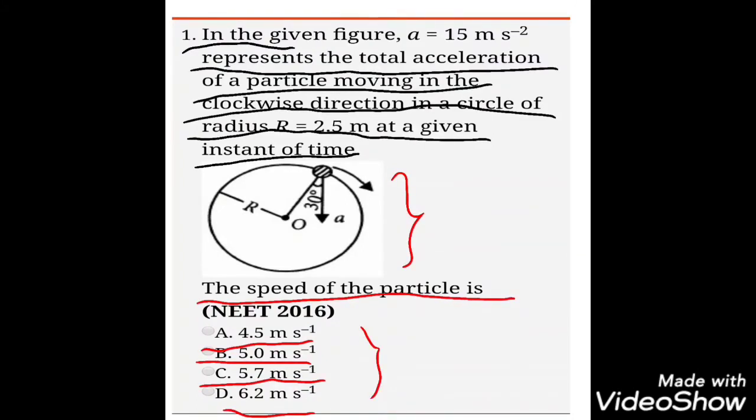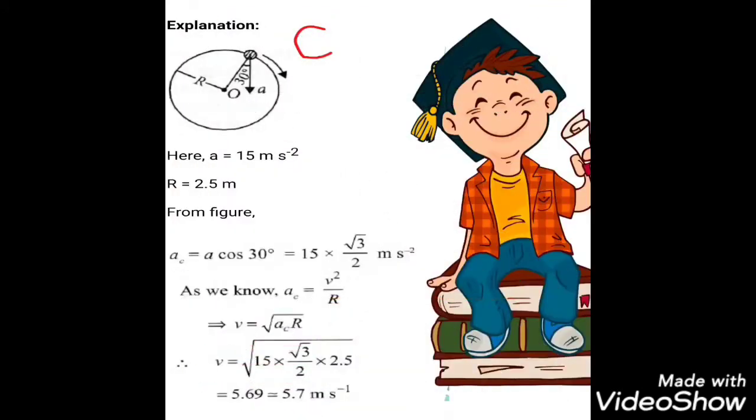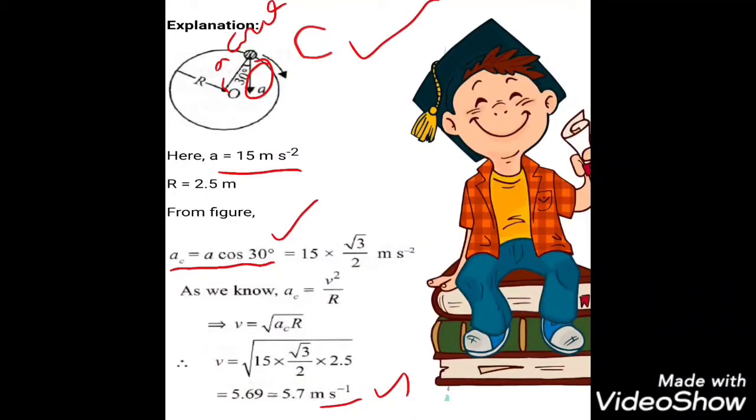So here the answer for question number 1 is option C, 5.7 meter per second. In the diagram it is a. The centripetal acceleration is given by a cos theta, which means cos 30 degrees. So they have given 15 into cos 30, that means 15 into root 3 by 2.